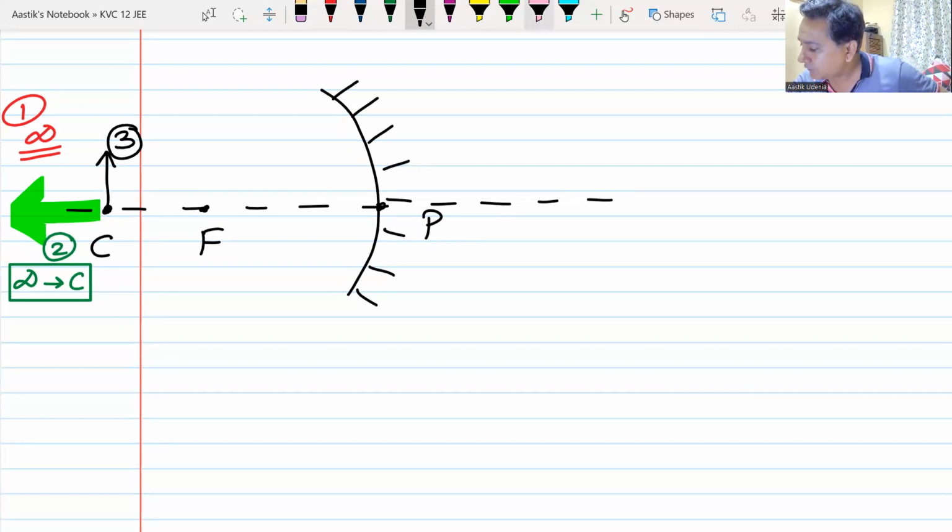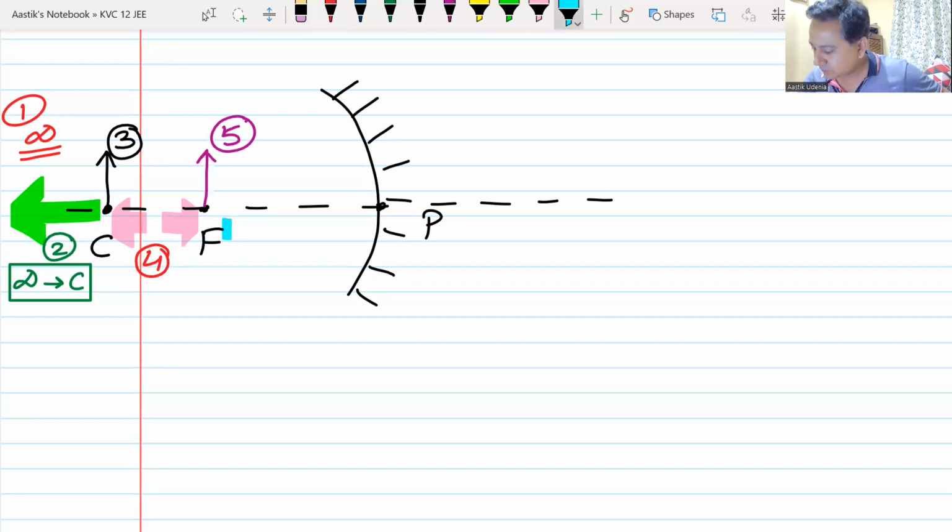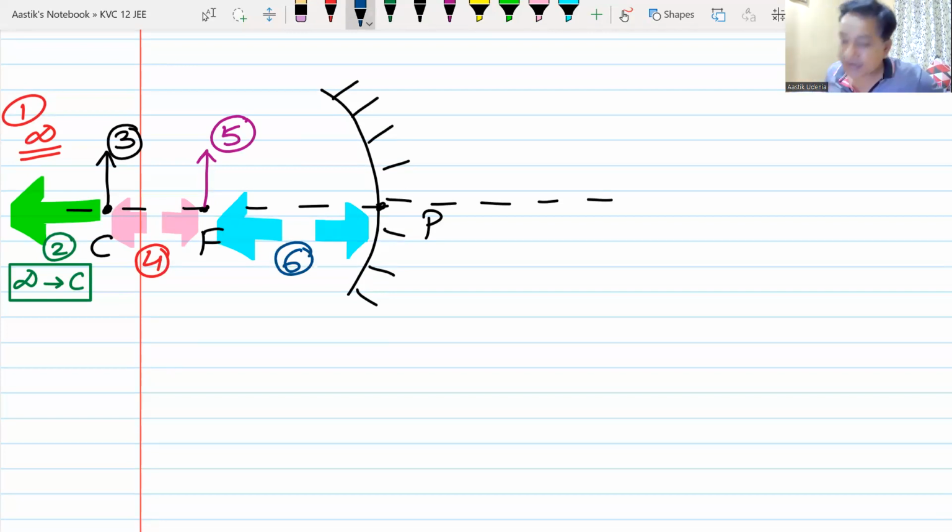What is my fourth position? Between C and F, sir. Yes. That is my fourth position, between C and F. What is my fifth position? Focus. My fifth position is the focus, correct? What is my sixth position? Between focus and pole. These are the six positions that I can never forget.